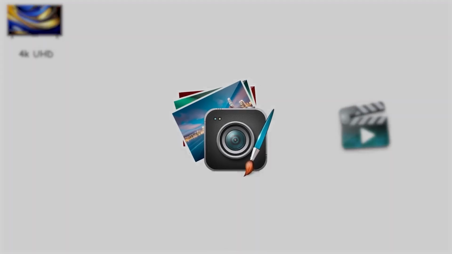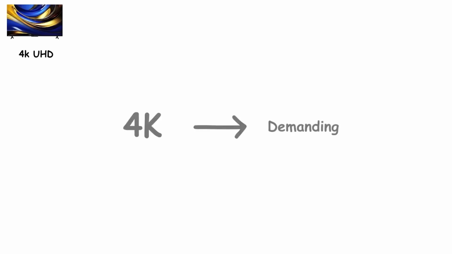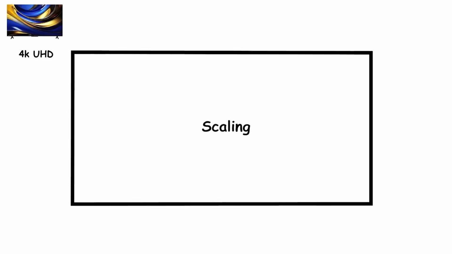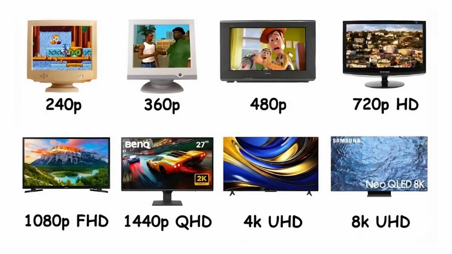4K is also huge for creative work. Photo editors can zoom less. Video editors can view 4K footage at full resolution while still having room for timelines and tools. It feels professional. But here's the catch. 4K is demanding. Gaming at 4K requires serious GPU power, and many people end up using scaling, which makes everything bigger so text is readable. At that point, you're not always using all those pixels the way you think you are.